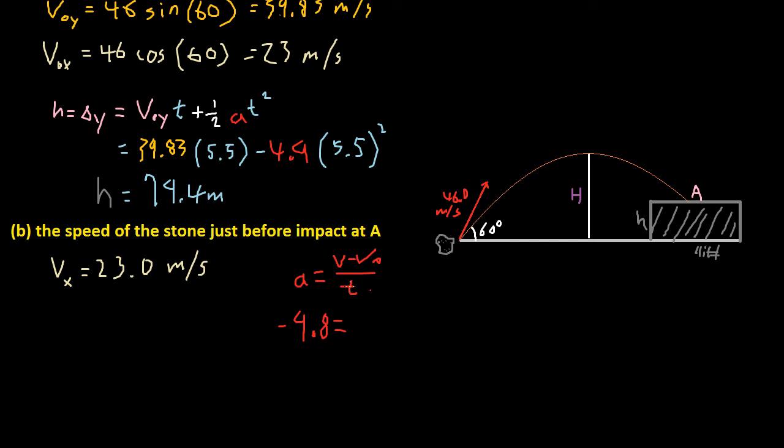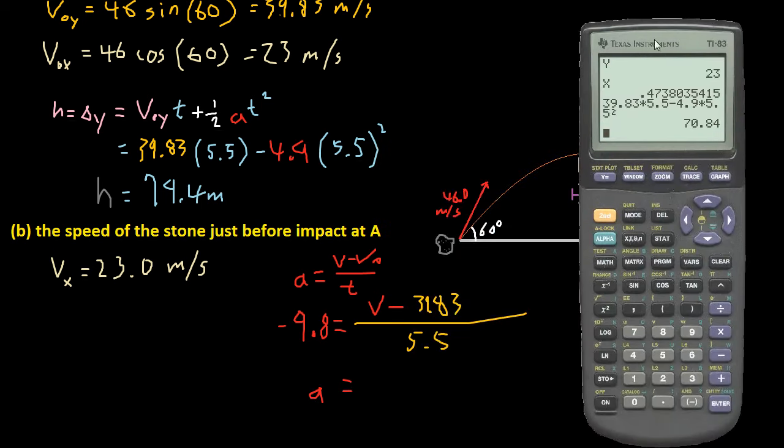So what would our final velocity be? Well, let's calculate. V minus 39.83, that's our V initial, over time, which is 5.5. We all know basic algebra, so I'm just going to go ahead and simplify that. So 9.8 times 5.5, and then you add 39.83.